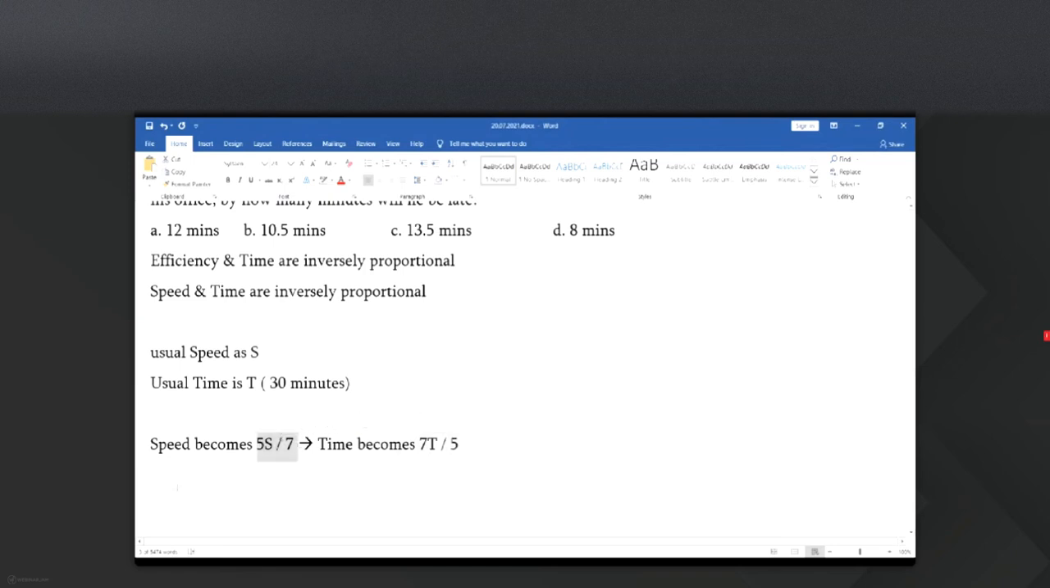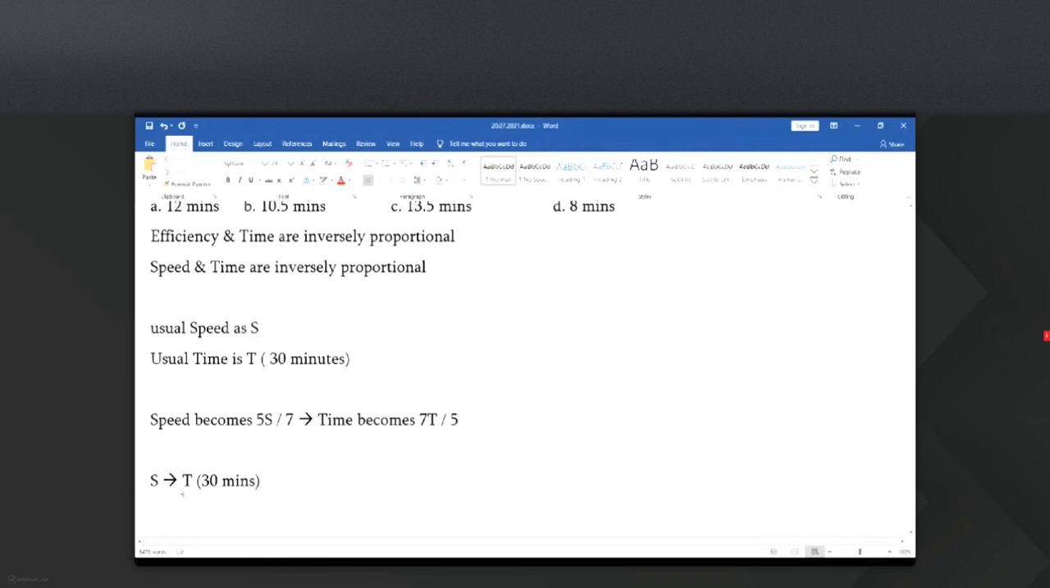The usual time is, basically, when we go at usual speed, the time taken is T. This we know is 30 minutes, right? But right now, the speed has become 5 by 7 of usual. Or in other words, it has reduced. What is 5 by 7 of it? It is reduced.